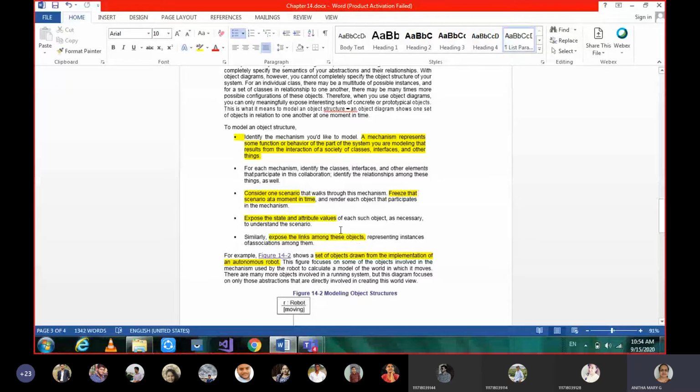So with this knowledge of how to model an object structure, let's see an example here: a set of objects drawn from the implementation of an autonomous robot.